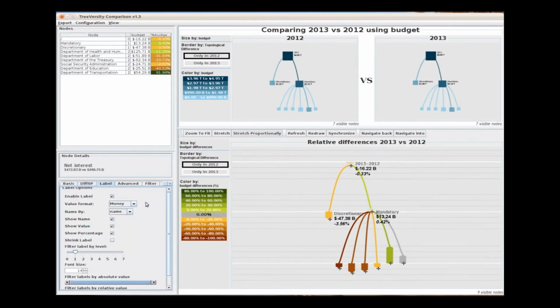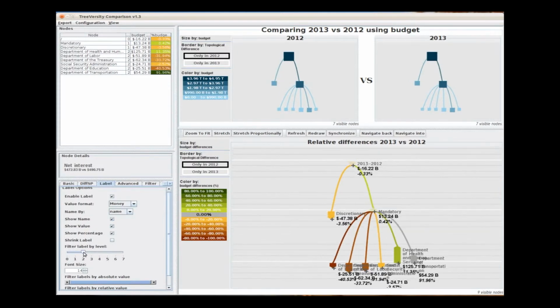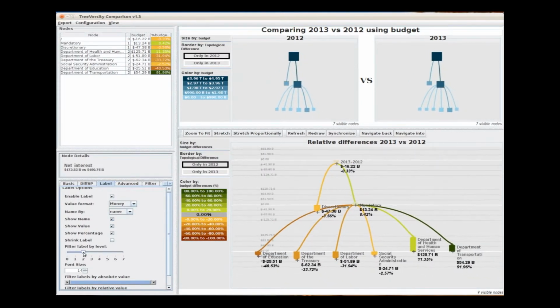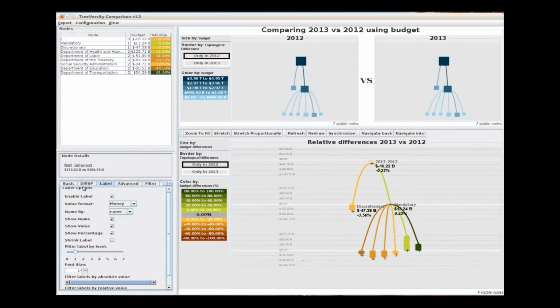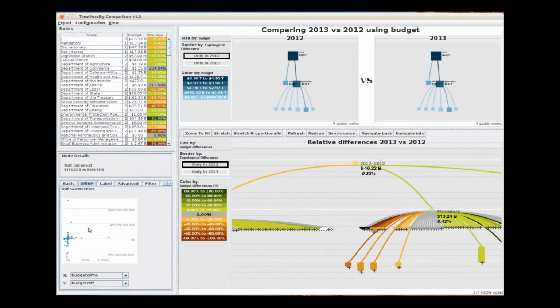we get to see that the biggest players, and let me include the labels here, the biggest players, or the elements changing the most, are all in the mandatory side, and the Department of Education, Treasury, Labor, the Social Security Administration, Department of Health, and Department of Transportation. In the same way, let me go back to show this whole picture.